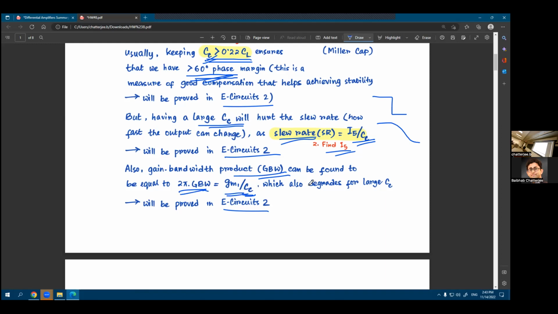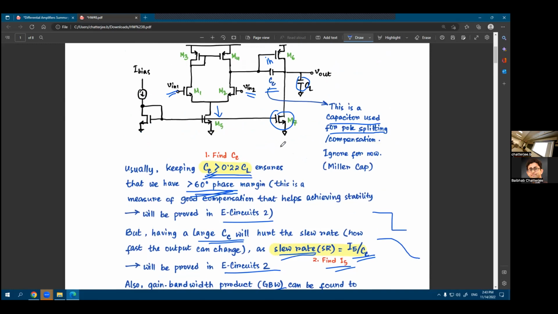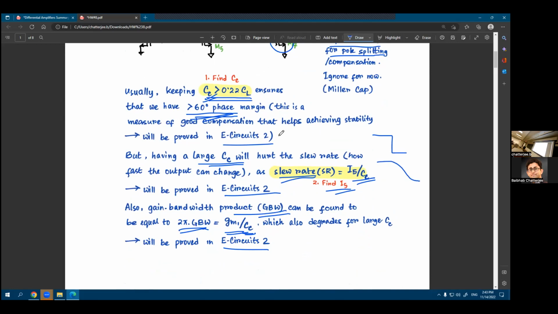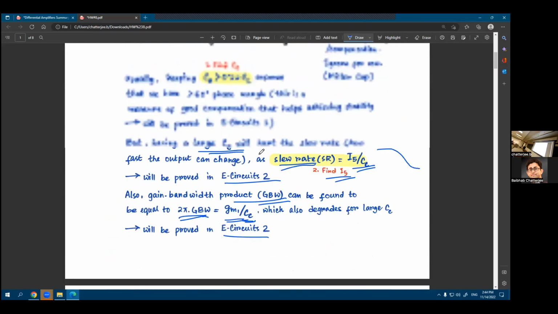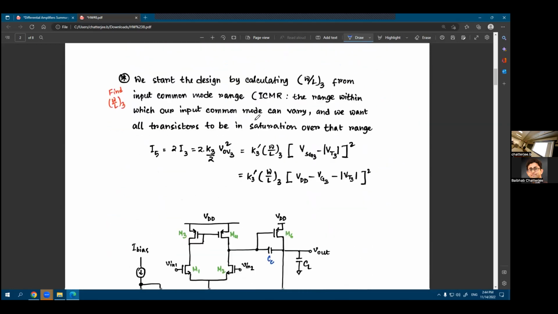So these are the three formulas which we are not proving in this course. They will be part of e-circuits too. But for solving this problem, just for the sake of completeness, we'll use those formulas. We'll learn how to prove them in e-circuits too. Except for these three assumptions, everything else we have learned in this course.